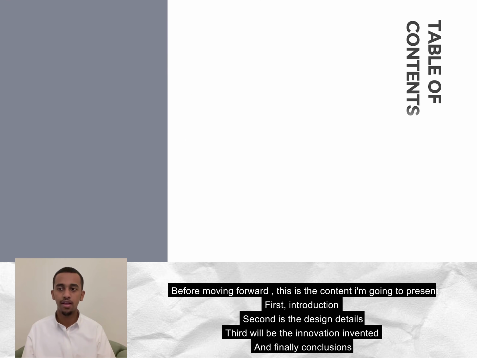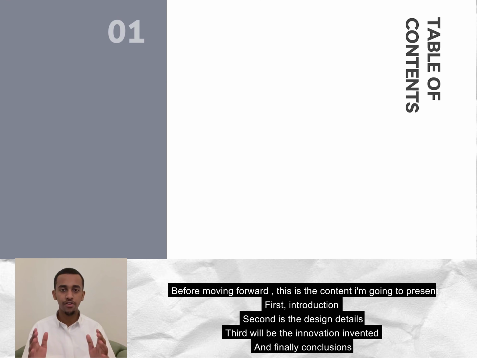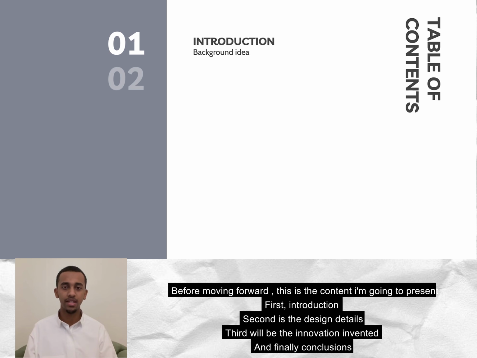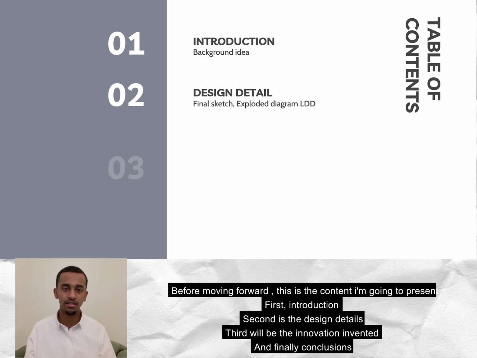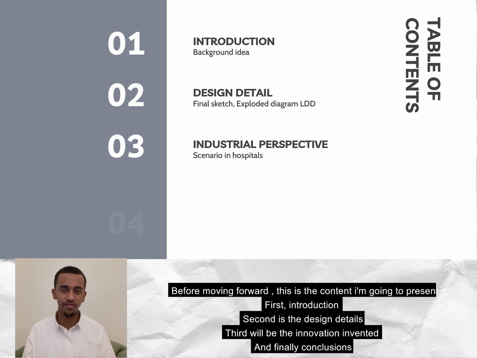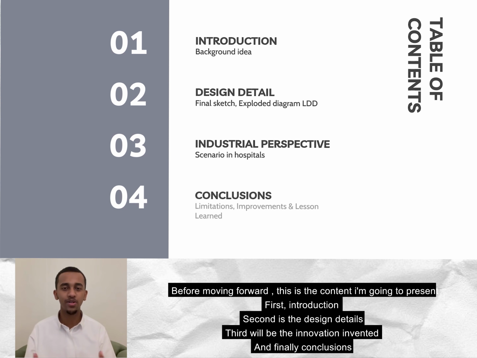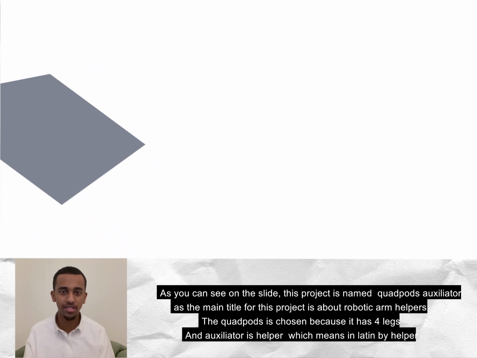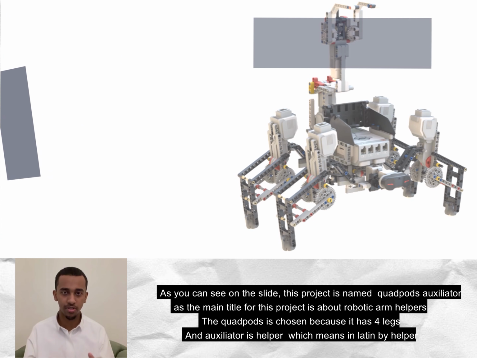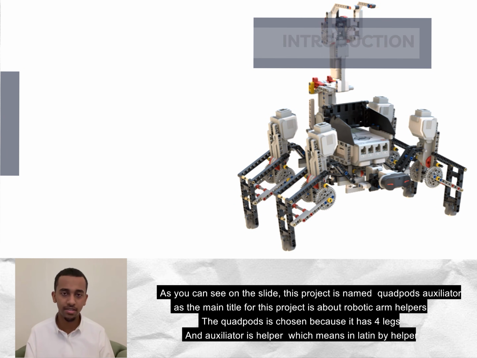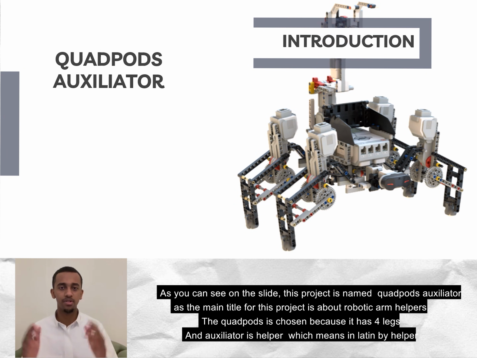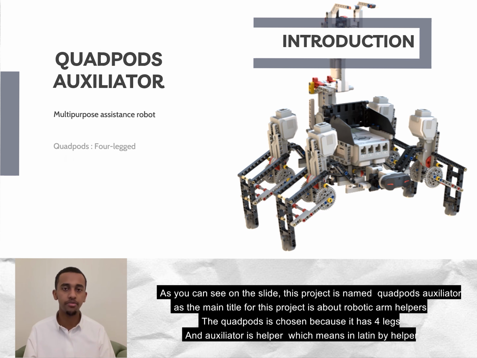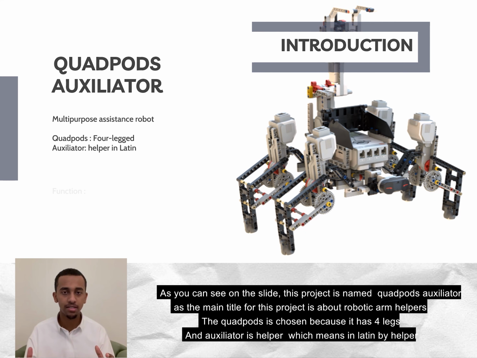Before moving forward, this is the content I'm going to present. First, introduction. Second is the design details. Third will be the innovation invented. And finally, conclusions. As you can see on this slide, the project is named Quadpods Auxiliator, and the main title for this project is Robotic Arm Helpers. The name Quadpods was chosen because it has 4 legs, and auxiliator means helper in Latin.